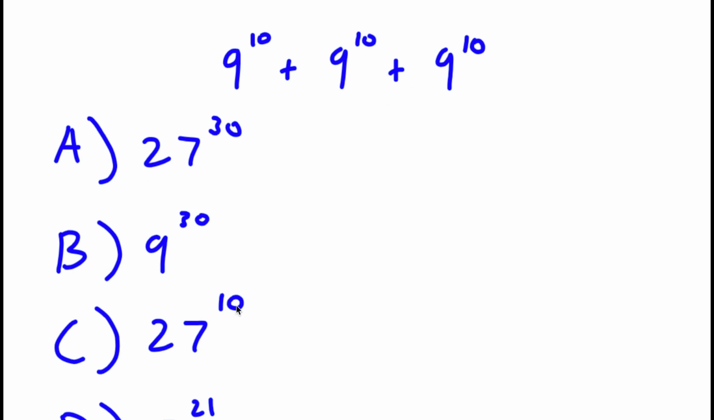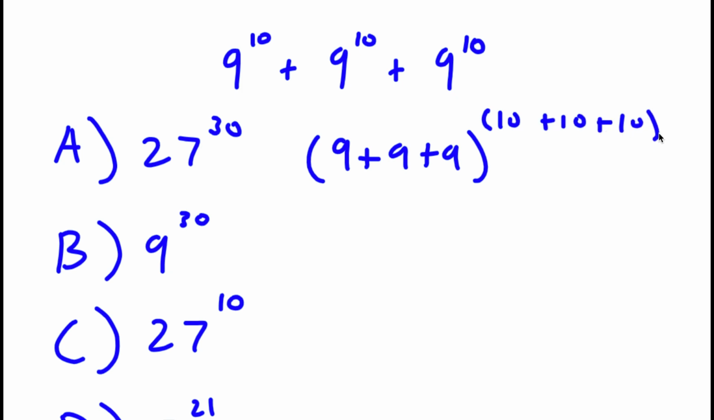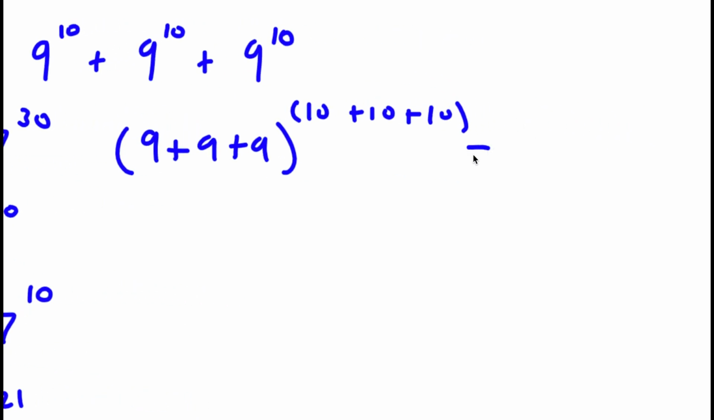So let's go ahead and test out each of the methods used to solve these problems and figure out which one is right. So for 27 to the power of 30, how you obtain this solution is you simply add all of the bases and the exponents. So the bases are all 9, so you do 9 plus 9 plus 9 to the power of, and the exponents are 10, so you do 10 plus 10 plus 10. 9 plus 9 plus 9 is the same thing as 9 times 3, which is 27. And 10 plus 10 plus 10 is the same thing as 10 times 3, which is 30.